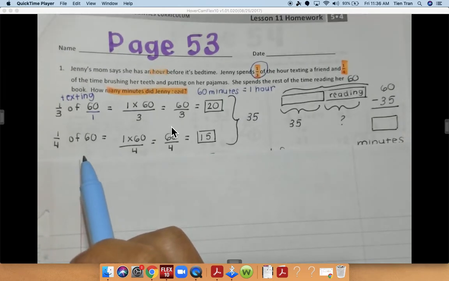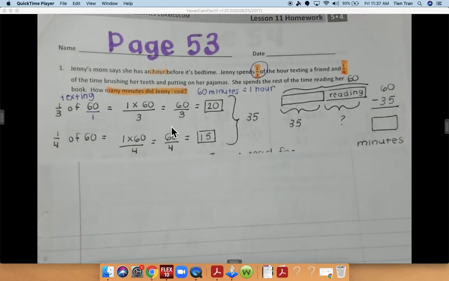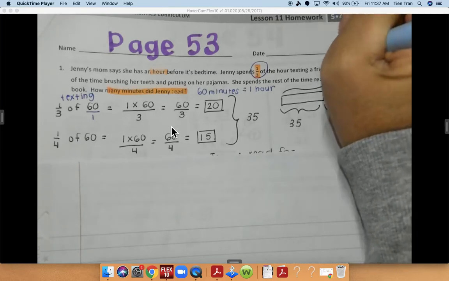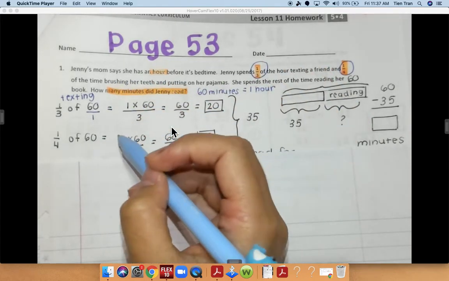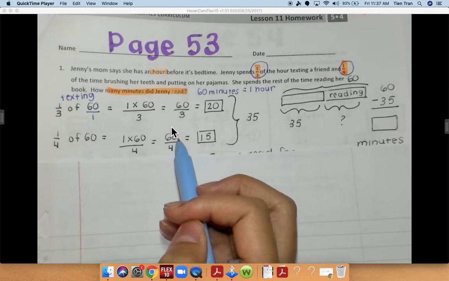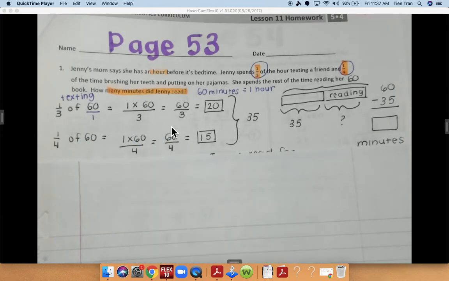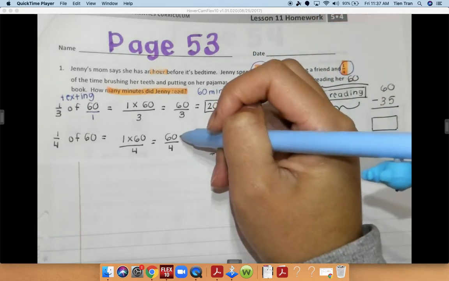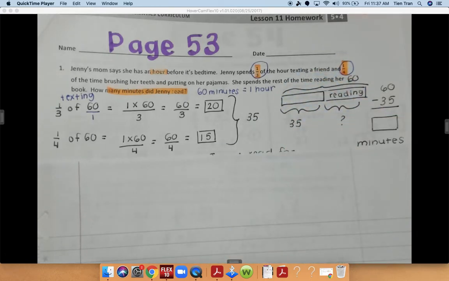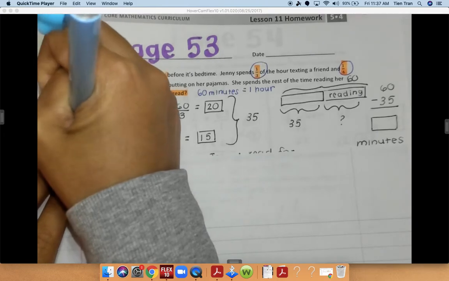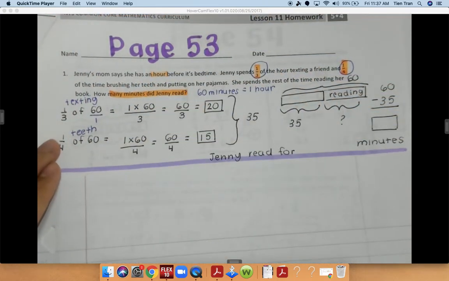And then next we have 1/4 of 60. The 1/4 comes from brushing her teeth. So 1/4 of 60. That means I'm going to multiply 1 times 60, so that gives me 60. And my denominator is going to be 4. So now we would divide 60 divided by 4, which gives us 15. So this is the amount of time she spent brushing her teeth. So I'm just going to write teeth so that you know that that's for her teeth.